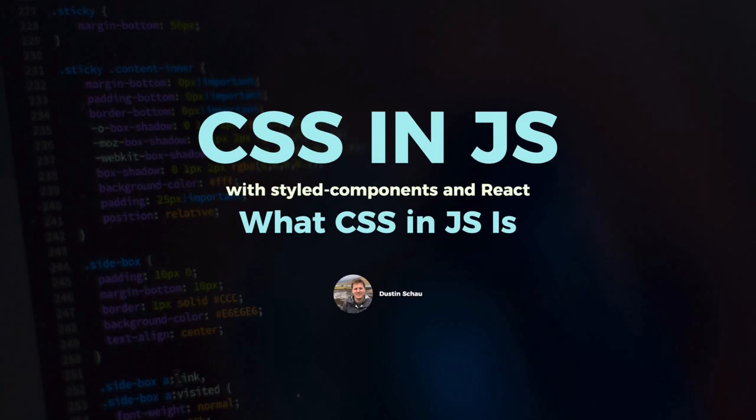CSS in JS is many things, but by its very definition, it is writing styles with JavaScript. However, how does this actually work? What is this really doing? And at a foundational level, what does this really mean?